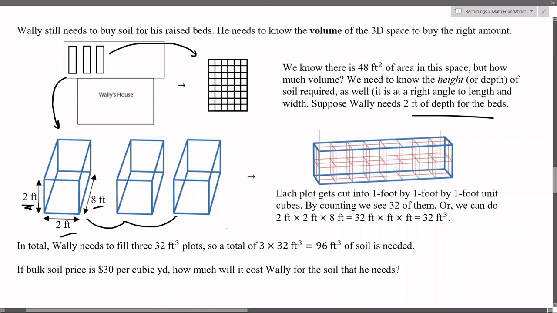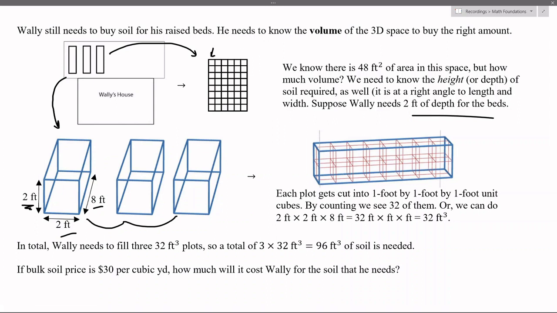So just like how we cut up the area into 1 foot by 1 foot unit segments, we can cut up the full 3-dimensional space into 1 foot by 1 foot by 1 foot unit cubes. So that's what this is doing here, and you can count them up. It's kind of hard to see if you're not familiar with visualizing this, but there are 4 unit cubes here, and then 4 here, 4 here, 4 here, 4, 4, 4, 4. In total, 32 1 foot by 1 foot by 1 foot unit cubes inside a single one of these plots.